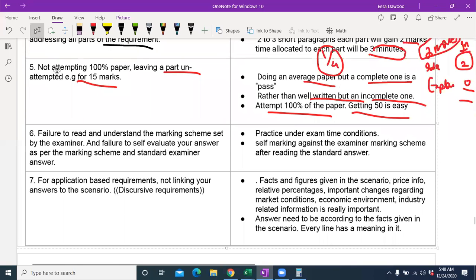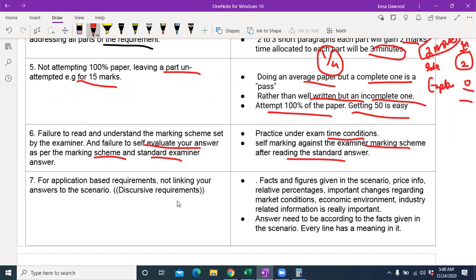Okay. So failure to read and understand the marking scheme, as I've told you, and failure to self-evaluate as per the examiner marking scheme and standard examiner answers is another reason for the failure. So practice under exam conditions, self-mark against the examiner marking scheme and after reading the standard answers. Yeah, there are two kinds of requirements, knowledge-based requirements and application-based requirements.